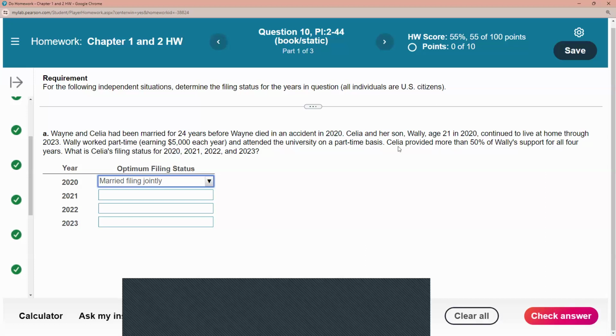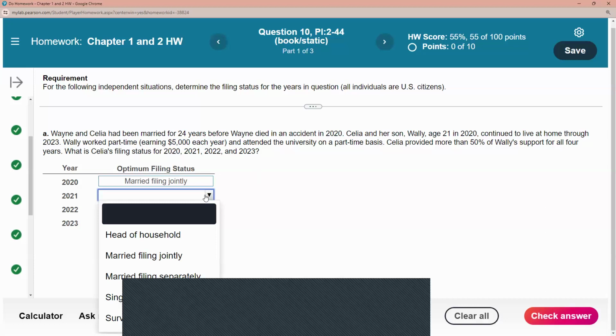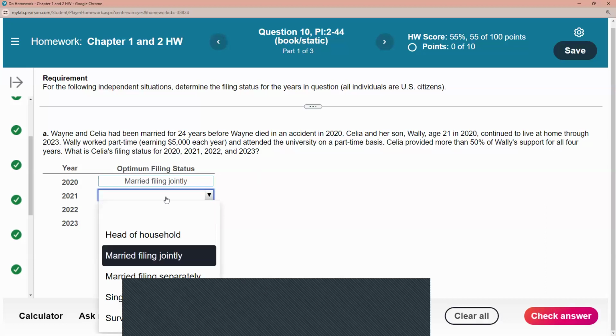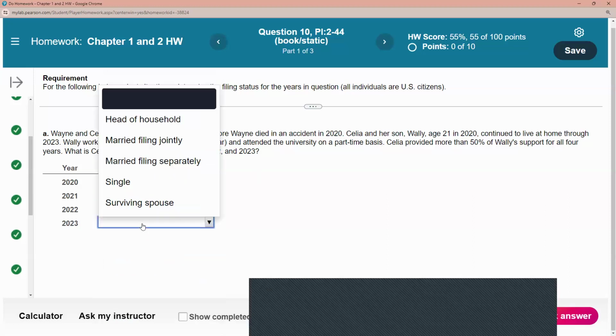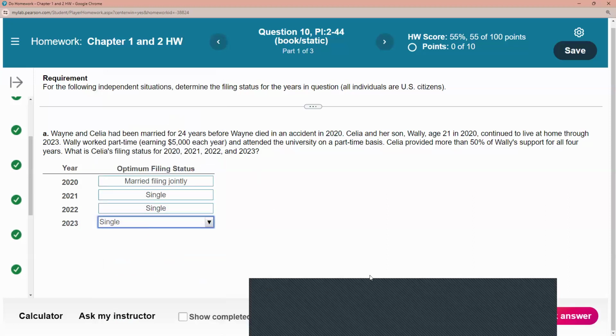So therefore, he cannot be a qualifying child and he cannot be a qualifying relative because he earned $5,000 each year. He earned more than $4,400 for 2022 and more than $4,700 for 2023. So therefore, Celia would need to file single for 2021, single for 2022, and single for 2023.